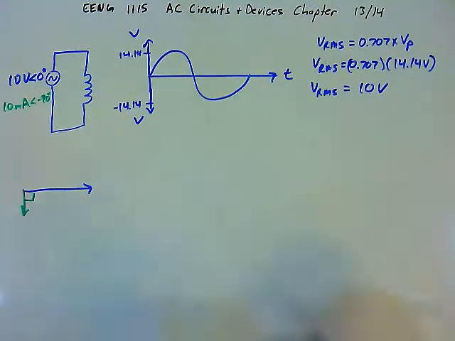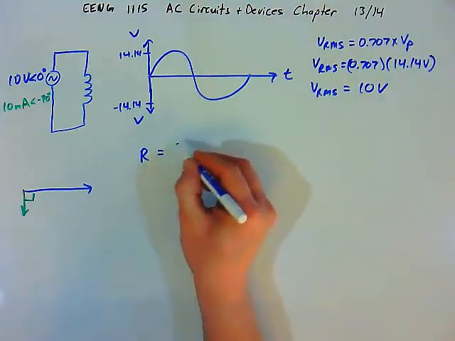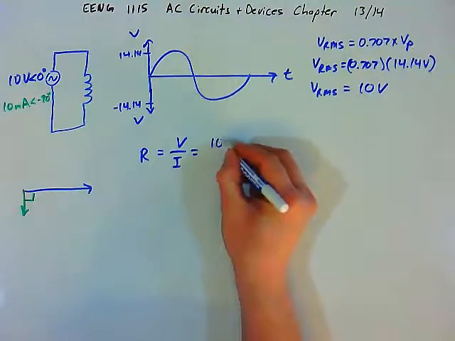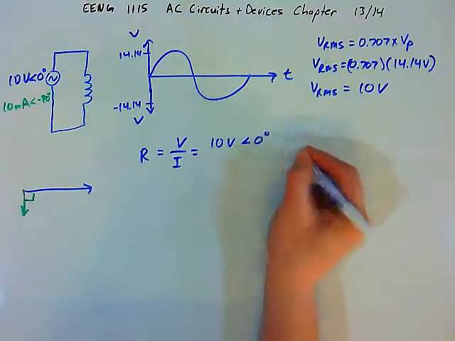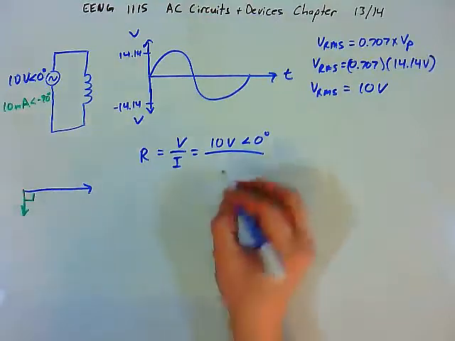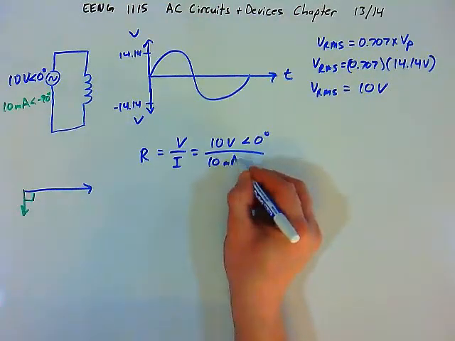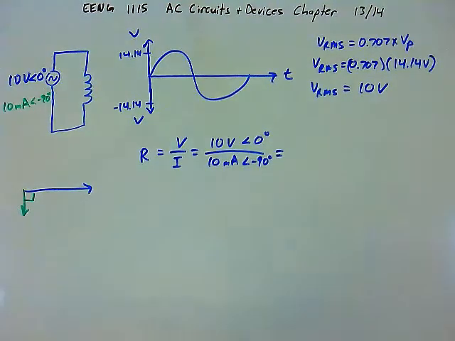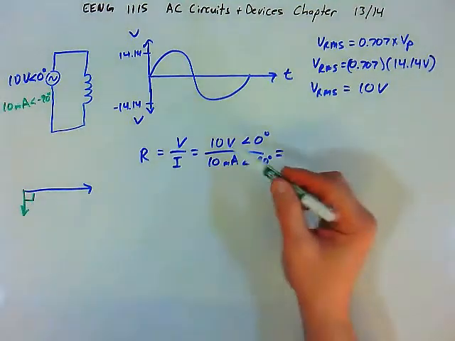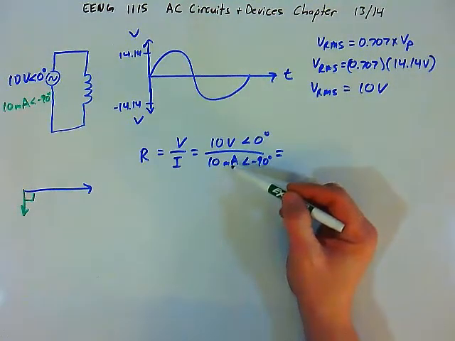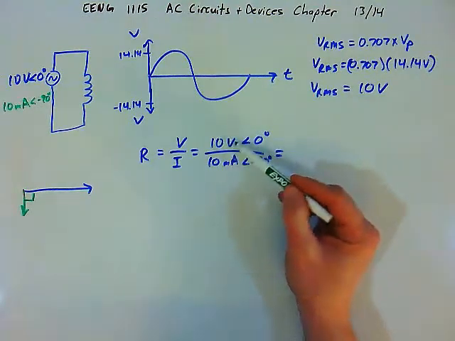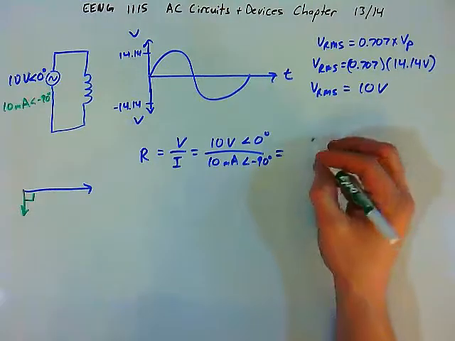Now we know that Ohm's law says that the resistance is equal to the voltage divided by the current. And so the voltage in our circuit is 10 volts at an angle of 0 degrees. And the current in the circuit is 10 milliamps at an angle of negative 90 degrees. And so what is the resistance of this circuit? The resistance of the circuit is going to be 10 volts divided by 10 milliamps. So remember the rules for dividing vectors. We divide the magnitudes only. So 10 volts divided by 10 milliamps is going to be 1 kilo ohm.